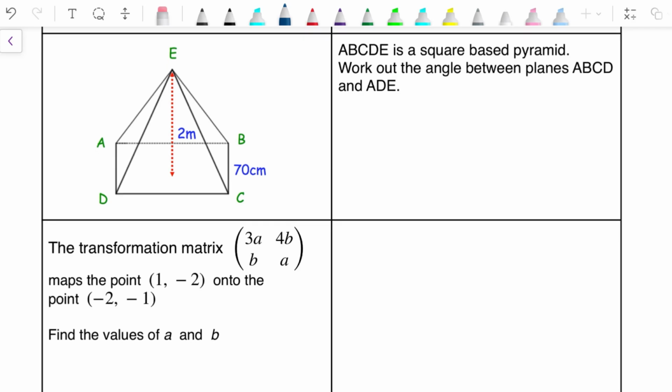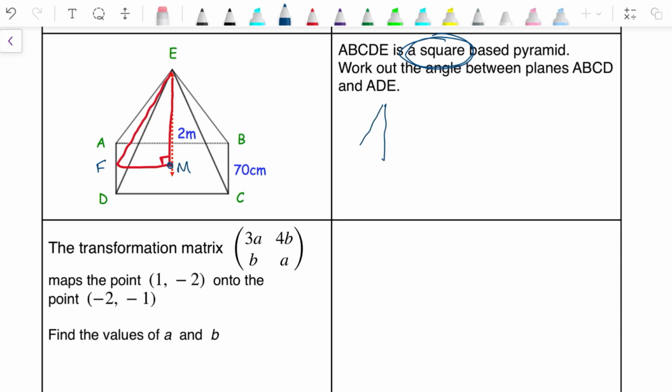Let's read it and see. So ABCD is a square. Now the fact it's square is relevant. Square-based pyramid, work out the angle between planes ABCD, so the floor, and ADE. So what I'm looking to do is consider this triangle here. It's not drawn brilliantly, but hopefully you can see what I've done. So I'm going to add some letters in, because then it's clear what I'm doing. So I'll call that F, and I'll call the midpoint here M.